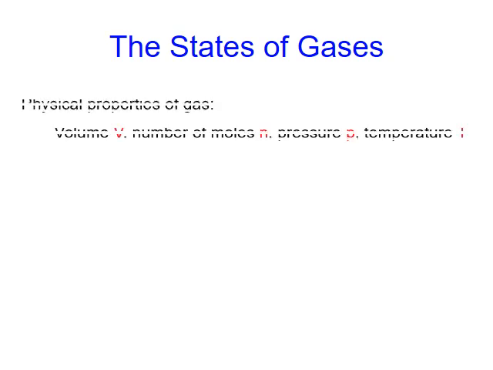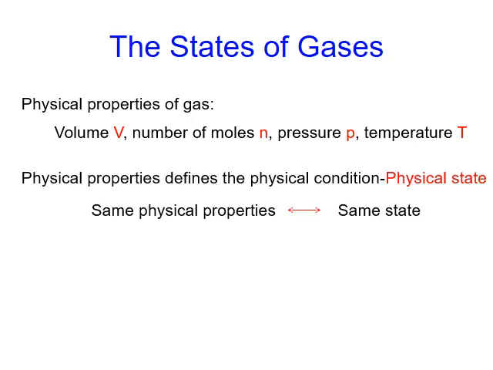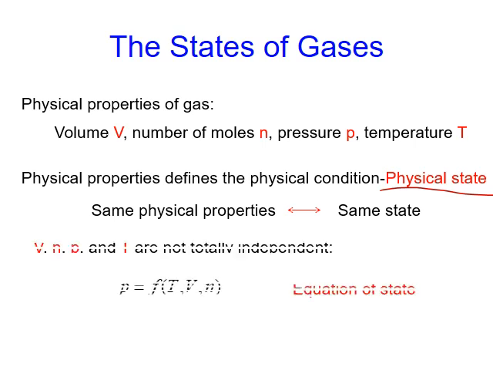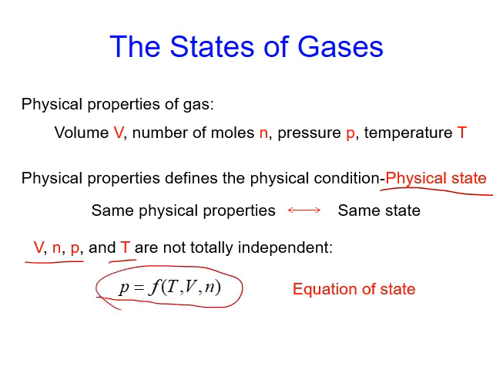A gas phase is described by its volume, number of moles, pressure, and temperature. When these 4 parameters are fixed, we say the gas is in a certain physical state. It turns out that these 4 parameters are not completely independent. When 3 of them are fixed, the 4th one cannot change. Mathematically, they are related by an equation called an equation of state. The ideal gas law is one of these equations of state. It is important to remember a gas state is determined by 3 parameters or variables.